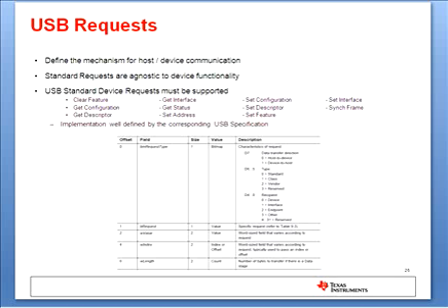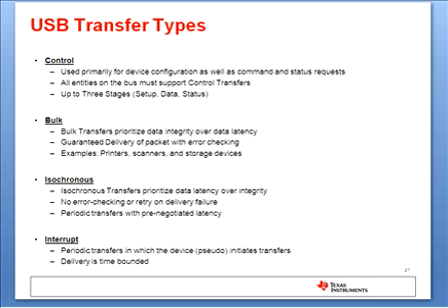USB requests are a mechanism by which a host can communicate with a hub or device. USB defines standard requests, which are ultimately agnostic to the end device functionality. USB standard requests in the list below must be supported. I've included the data structure which defines the USB standard request for informational purposes. Again, the user should consult Chapter 9 of the USB specification for the details.